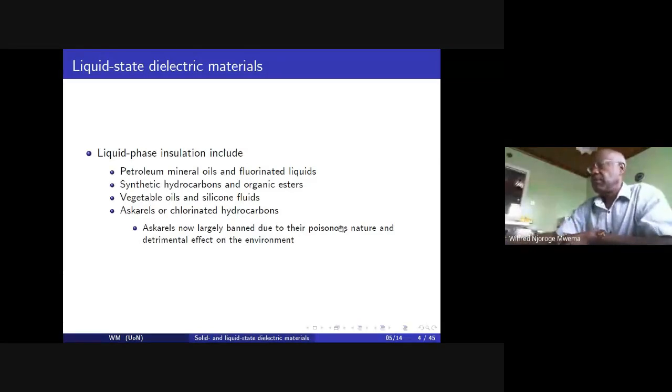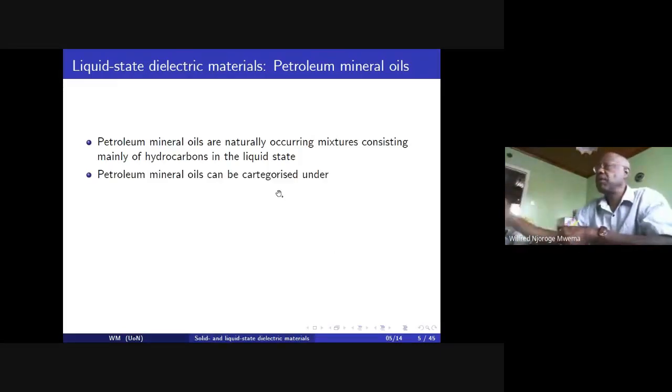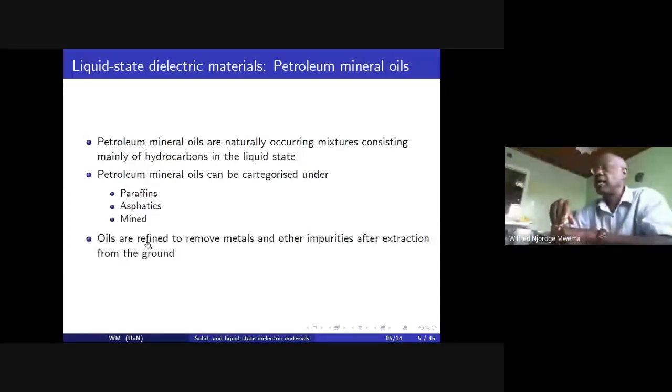So again, they are also very poisonous in nature, so to speak. So petroleum mineral oils are naturally occurring mixtures, which consist mainly of hydrocarbons in the liquid state. Petroleum mineral oils can be categorized under: one, you have paraffins, you have asphaltics, which are thicker, or the mined ones, and oils will be refined to remove metals and other impurities after the extraction from the ground.